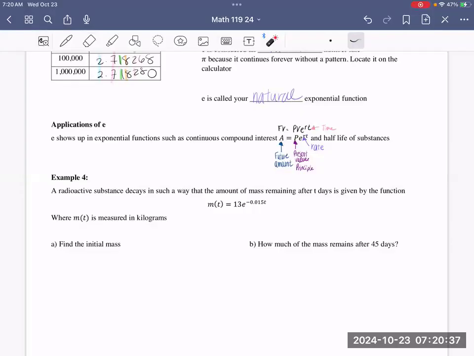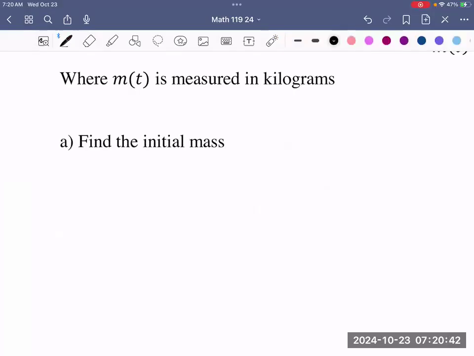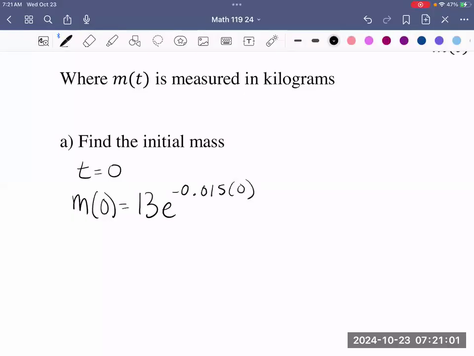So how would one find the initial mass, the beginning mass, the original mass? Well, we can do this in one of two ways. Now, keep in mind, if we're talking about the initial of something, that means when t is equal to 0. No time has passed. Whatever it is, the clock hasn't started. So we could substitute in a 0 into your equation. Anything multiplied by 0 is 0. Anything to the 0 power is 1, meaning that your initial mass is 13 kilograms.